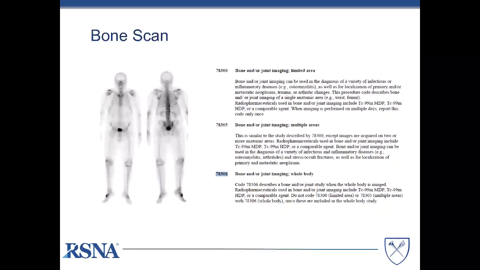Let's review a few examples. To start, here is a bone scan. In this case, it's a whole body bone scan. But you can see from the snapshot from the coding book on the right that there are a few options depending on how much of the body is scanned. To code for the whole body scan, the head to at least the knees must be imaged. Furthermore, you cannot code for more than one of these exams at a time, since all exams here would be encompassed in the whole body scan.